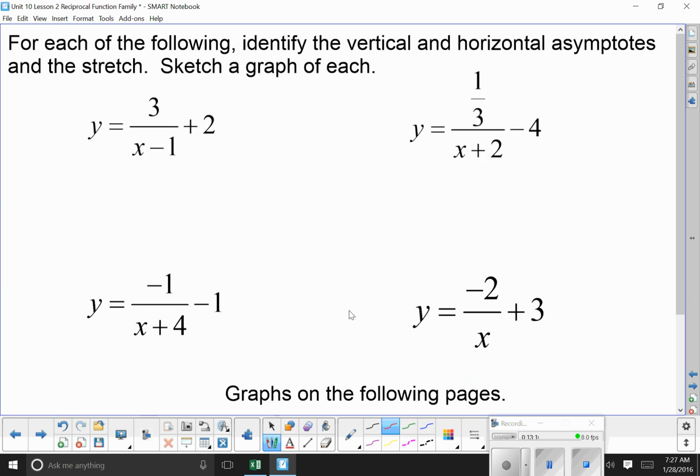Now, with that information, pause the video, take some graph paper, and attempt to graph each one of these. Identify the vertical and the horizontal asymptotes, and then sketch a graph. Go ahead and try it. Again, pause the video. Okay, if you're ready to go on, start the video up.